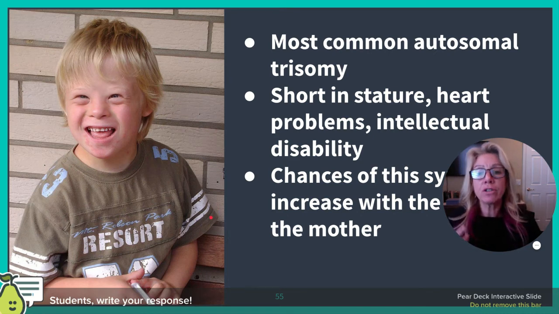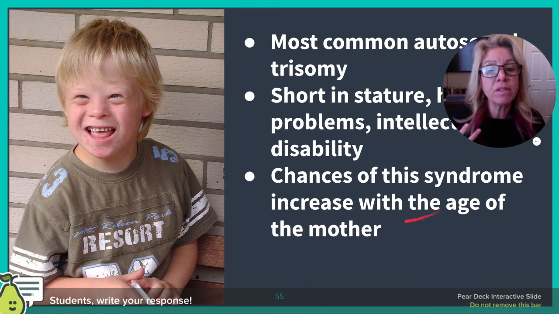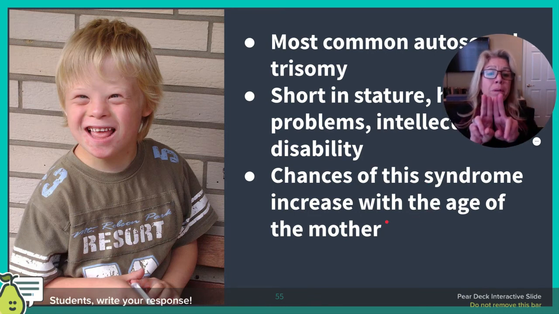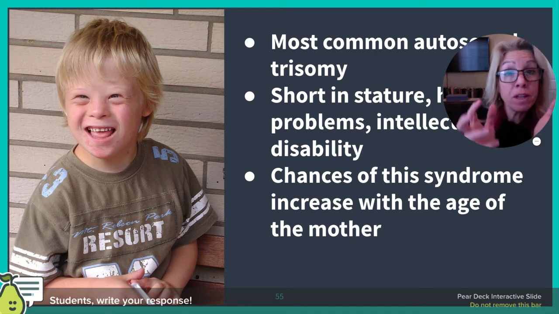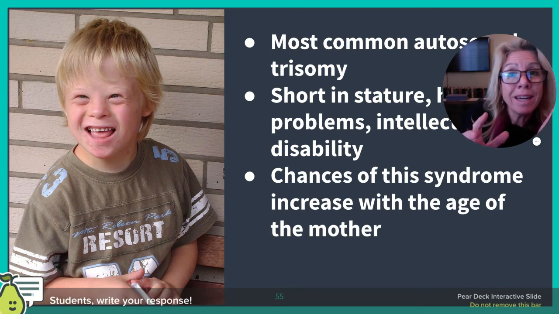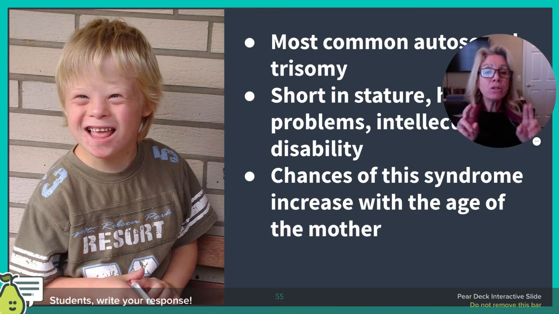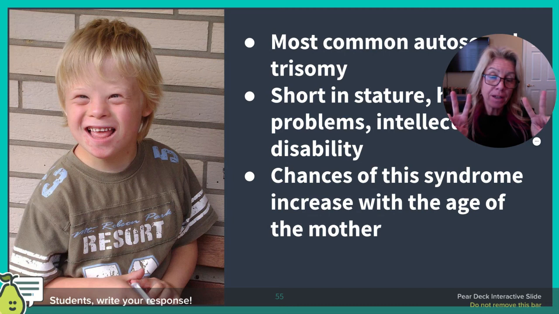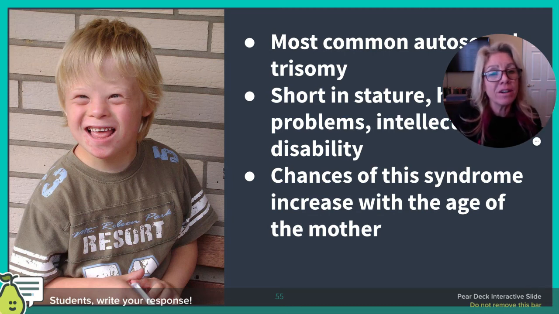Typically short in stature, heart problems, intellectual disabilities, and the chance of this syndrome increases with the age of the mother. And this is why we're going to learn about that. All of you that are biological females and have ovaries, you did meiosis 1 in all of your eggs before you were even born. You're like, check, done. Okay. Meiosis 2, where we separate the sister chromatids, does not happen until a sperm comes knocking on our egg.